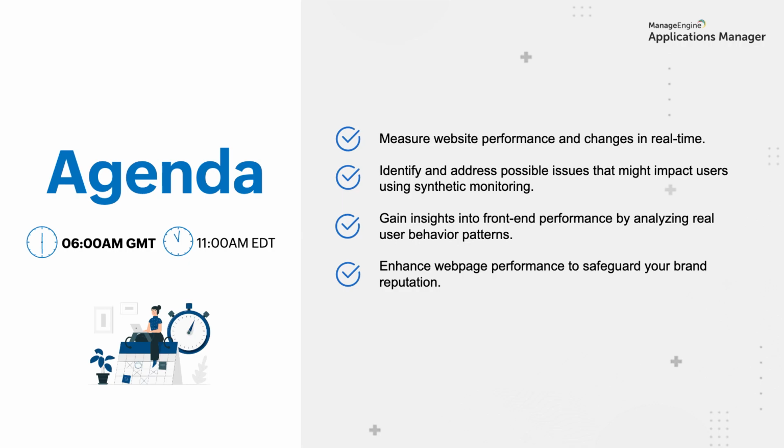So let me walk you through the agenda for today. In part 1, we'll be looking at how you can measure the website performance and changes in real time. In part 2, you will be looking at how you can identify and address possible issues that might impact users using synthetic monitoring. In part 3, we'll be looking at how you can gain insights into front-end performance by analyzing real user behavior patterns. And in part 4, we'll be looking at how you can enhance the page performance to safeguard your brand reputation.